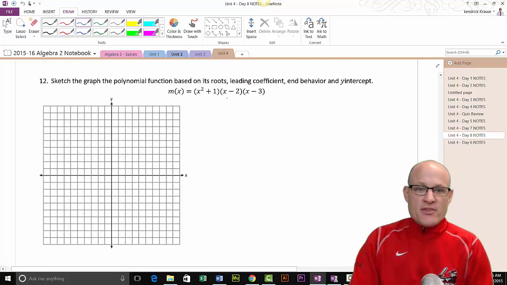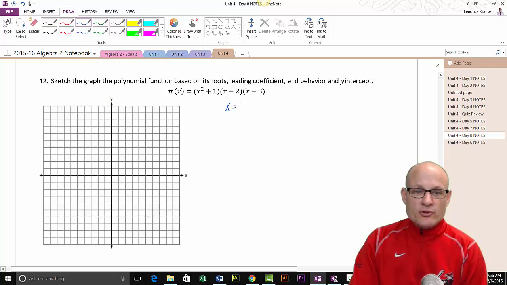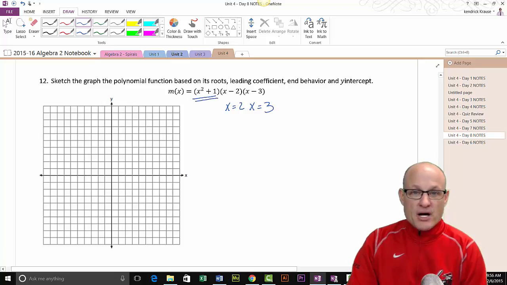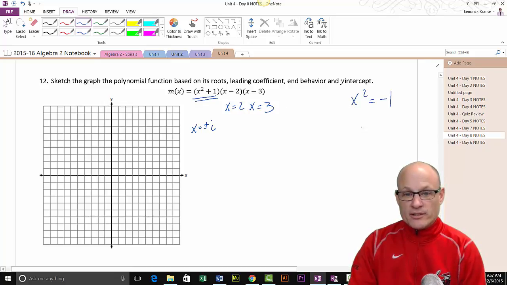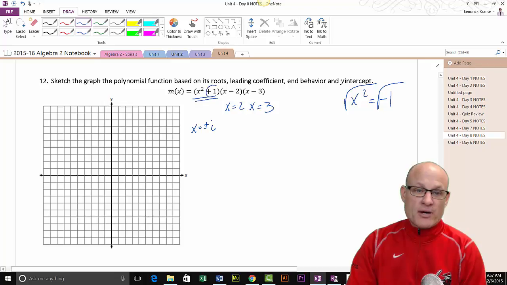Now, this is going to give me a root at x equals 2, and this is going to give me a root at x equals 3. But this is imaginary roots. This is x equals plus or minus i, square root of negative 1. It's just plus or minus i is really what it is. So if I solve that, I'd get x squared equals negative 1, and then I take the square root of both sides, and the square root of negative 1 is just i. So it's going to give me two imaginary roots. My y-intercept is going to be positive 1 times negative 2 times negative 3. So my y-intercept is going to be 6.